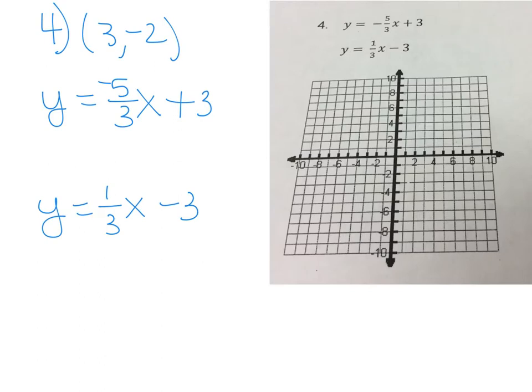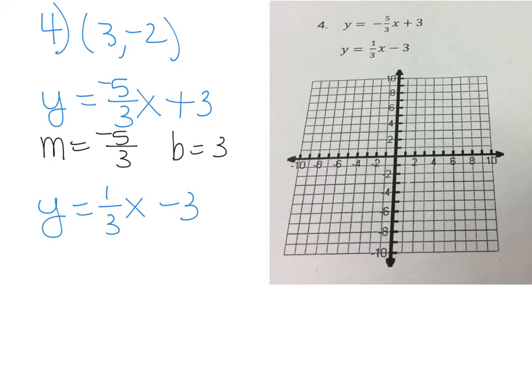Okay, problem number 4. The answer is 3, -2. So if you got the answer 3, -2, you can move on. If not, you need to go through this video. All right, so both equations are already in slope-intercept form. So in the first equation, the slope is -5/3, and the y-intercept is 3.